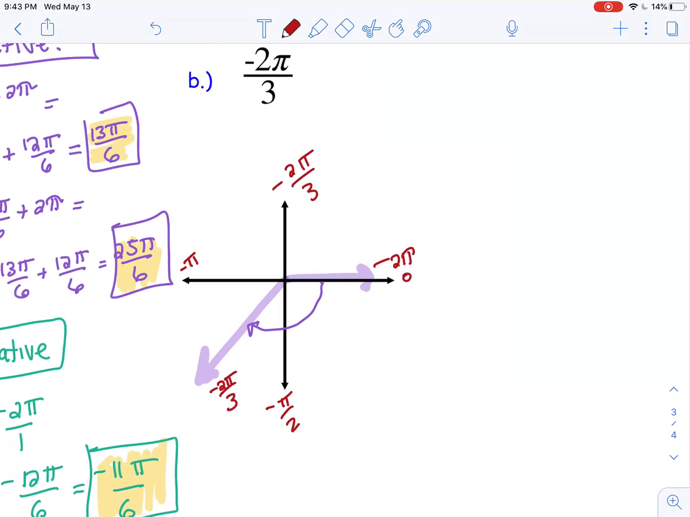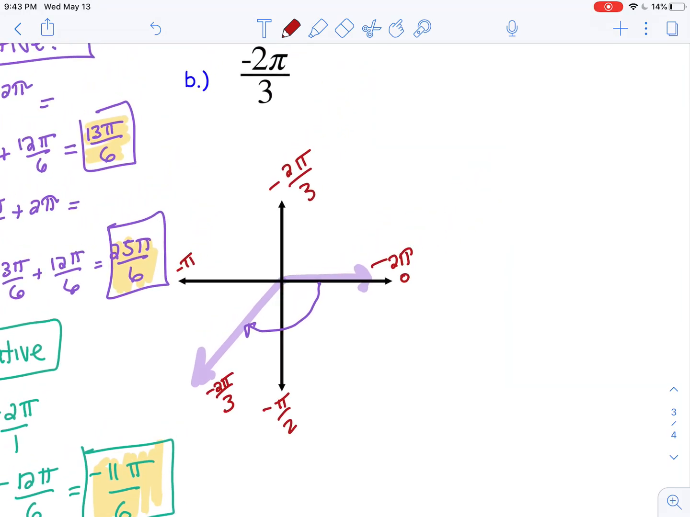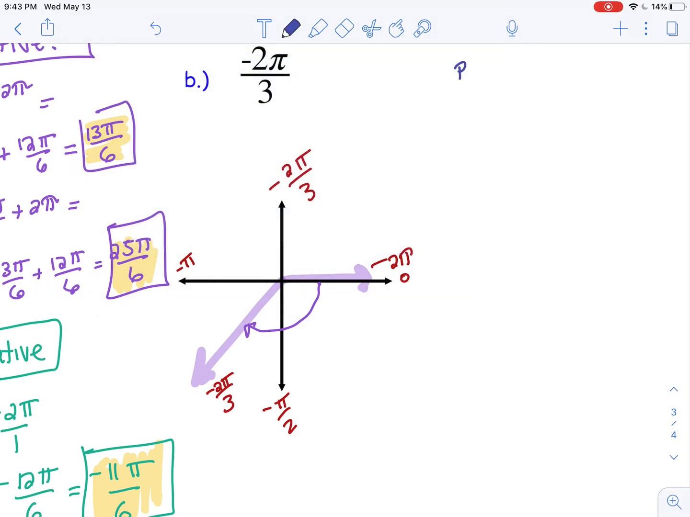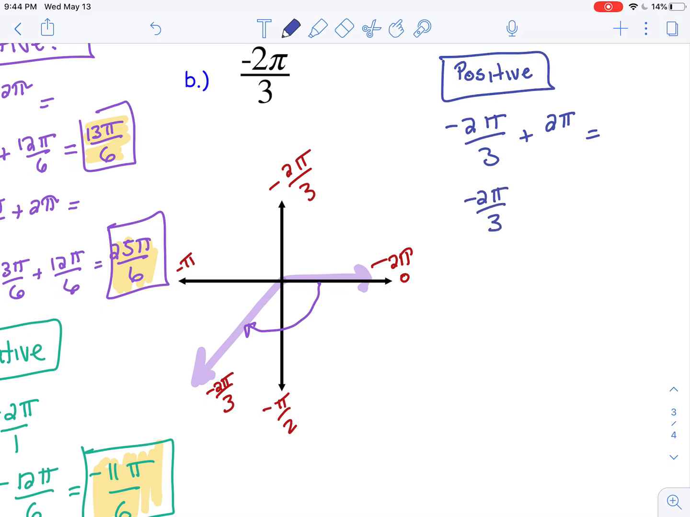So we need to find all the coterminal angles. We need 2 positive and 1 negative. So let's start with our positive first. If we want a positive, we're going to add a rotation of 2 pi. So we have negative 2 pi over 3, add a rotation of 2 pi. We need common denominators. Since my denominator is 3 here, I need that to be common. So I'm going to get 6 pi over 3. 6 pi over 3 simplifies to 2 pi. So this is going to give me 4 pi over 3.